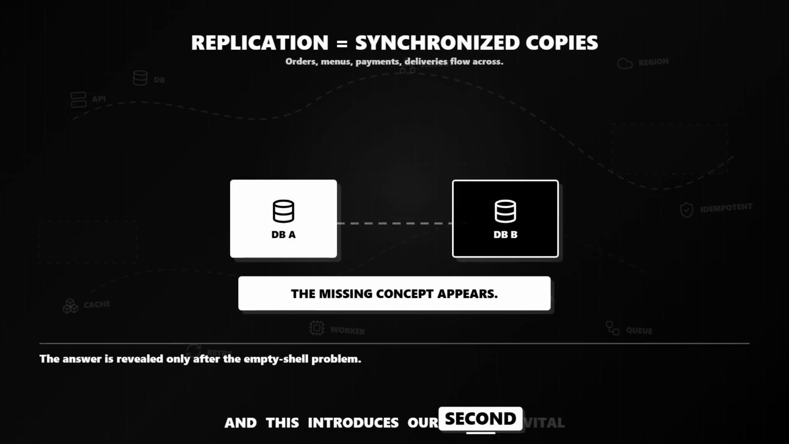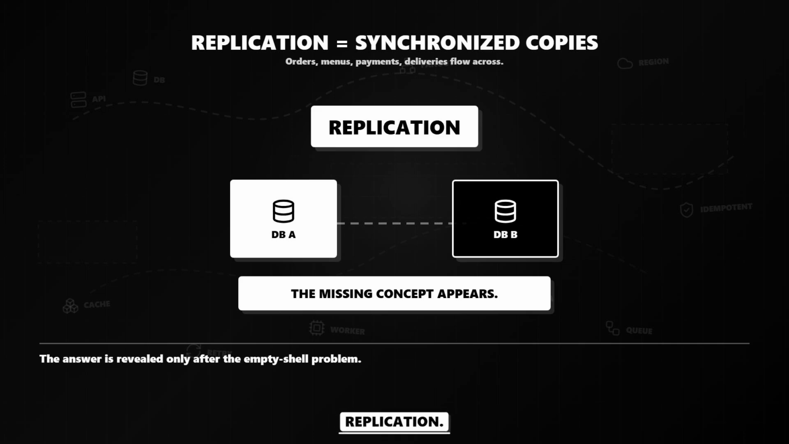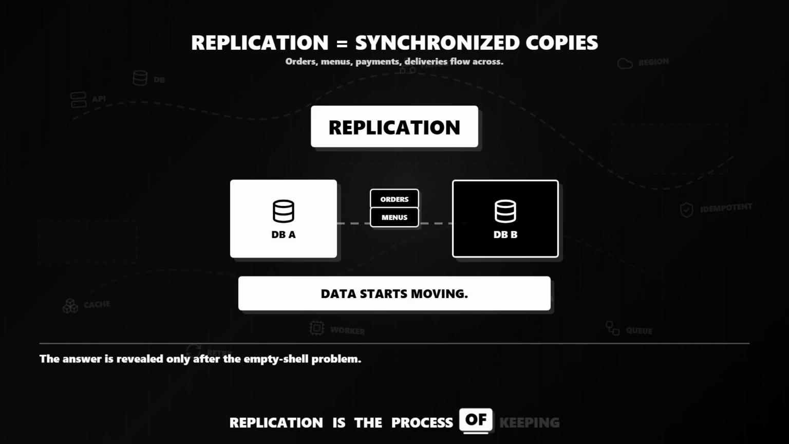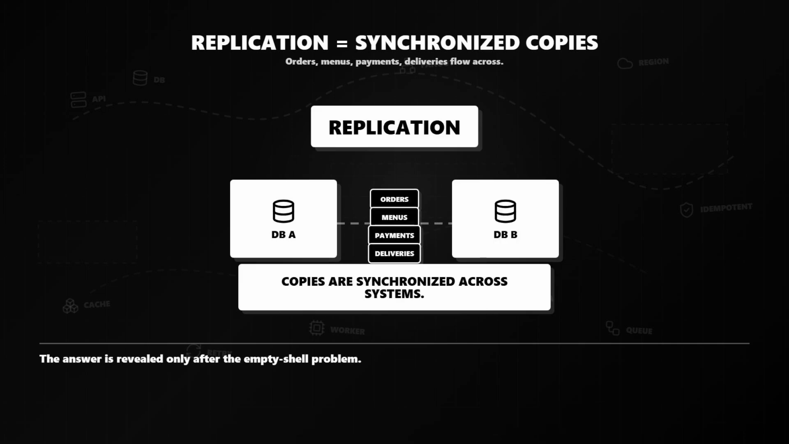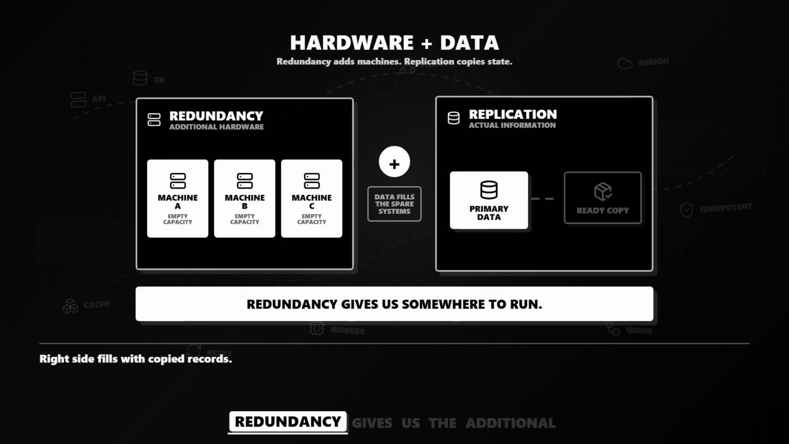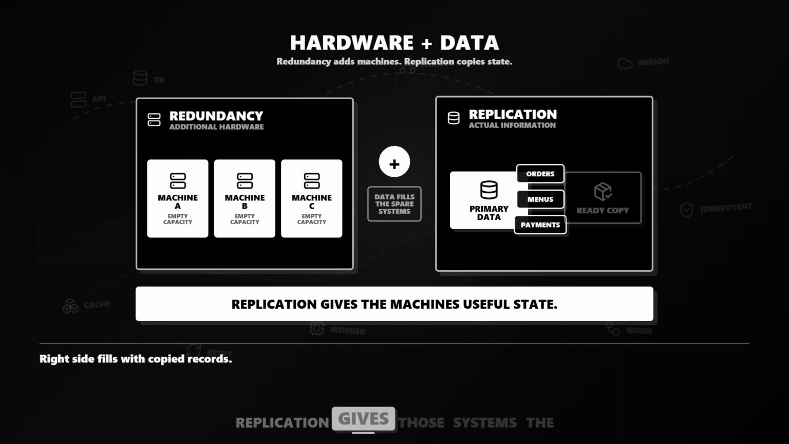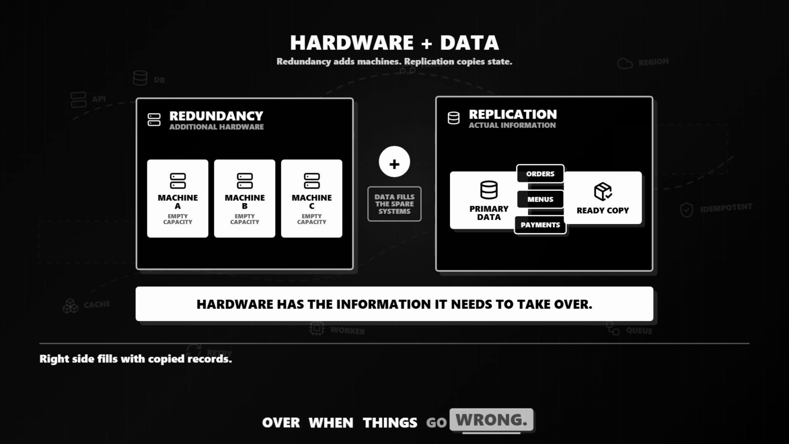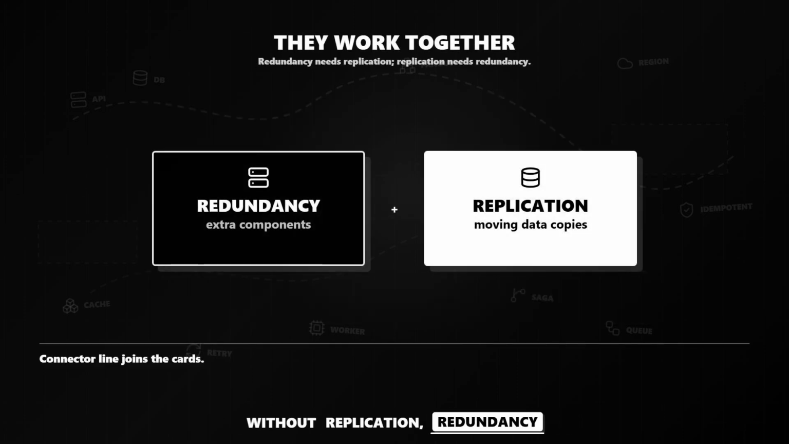And this introduces our second vital concept, replication. Replication is the process of keeping multiple copies of your data perfectly synchronized across different systems. Think of it like this. Redundancy gives us the additional physical or virtual hardware, but replication gives those systems the actual information they need to take over when things go wrong. Without replication, redundancy provides very little value. And without redundancy, well, replication has nowhere to put its copies. These two concepts absolutely have to work together.